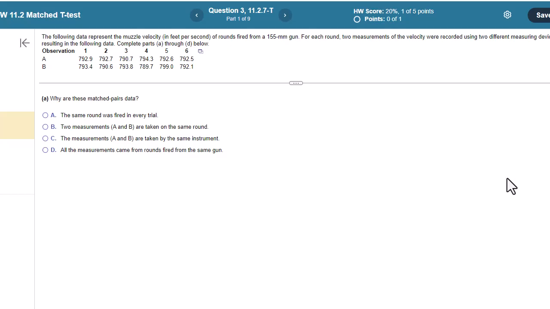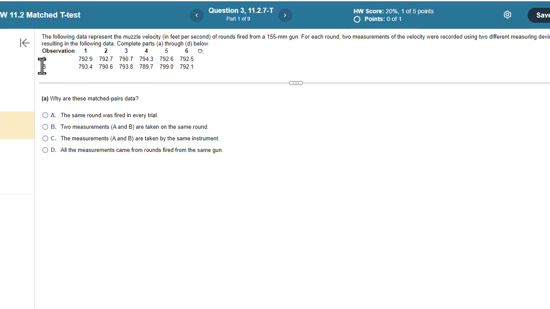The following data represent the muzzle velocity in feet per second of rounds fired from a 155 millimeter gun. For each round, 2 measurements of the velocity were recorded using 2 different measuring devices, resulting in the following data. Complete parts A through D below.